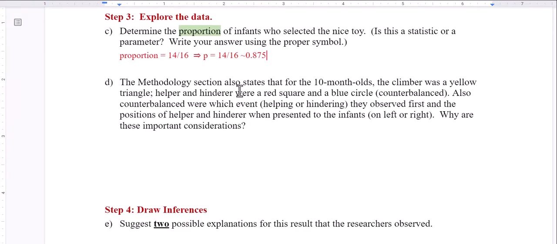Now, the methodology section also states that for the 10-month-olds, the climber was a yellow triangle, and the helper and hinderer were a red square and a blue circle, counterbalanced. Also counterbalanced were which event, helping or hindering, they observed first, and the positions of helper and hinderer, presented to the infants on left or right. Why are these important considerations? So why does it matter to change the color and the shape of the different characters?